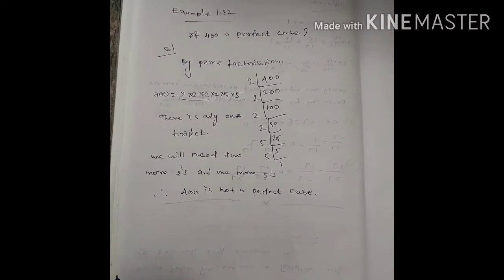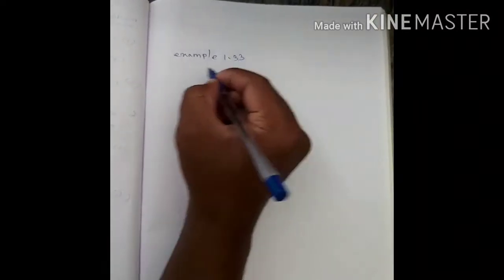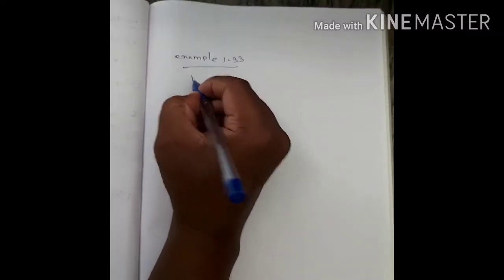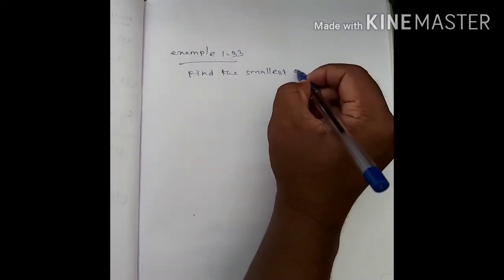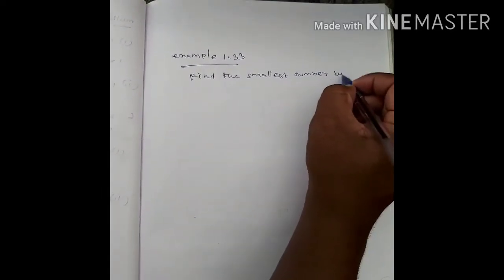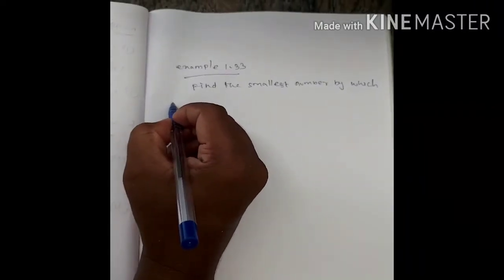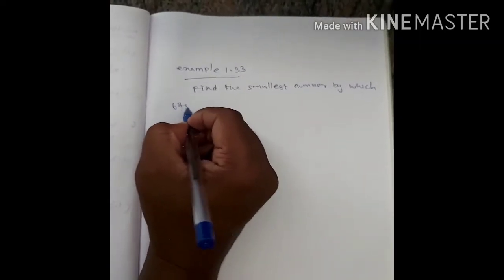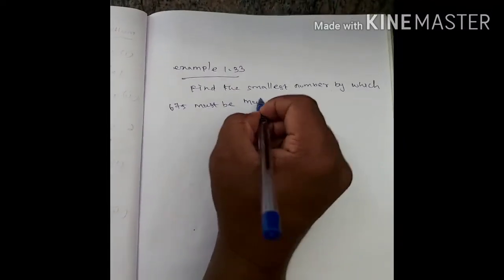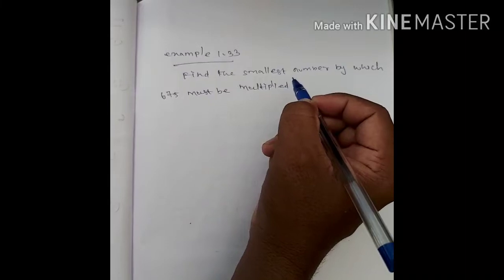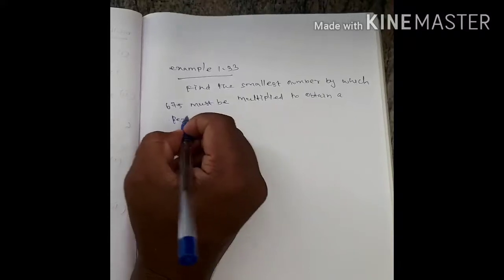Next sum, example 1.33. In this sum, we need the smallest number by which you multiply. Find the smallest number by which 675 must be multiplied to obtain a perfect cube. Again I read, find the smallest number by which 675 must be multiplied to obtain a perfect cube.